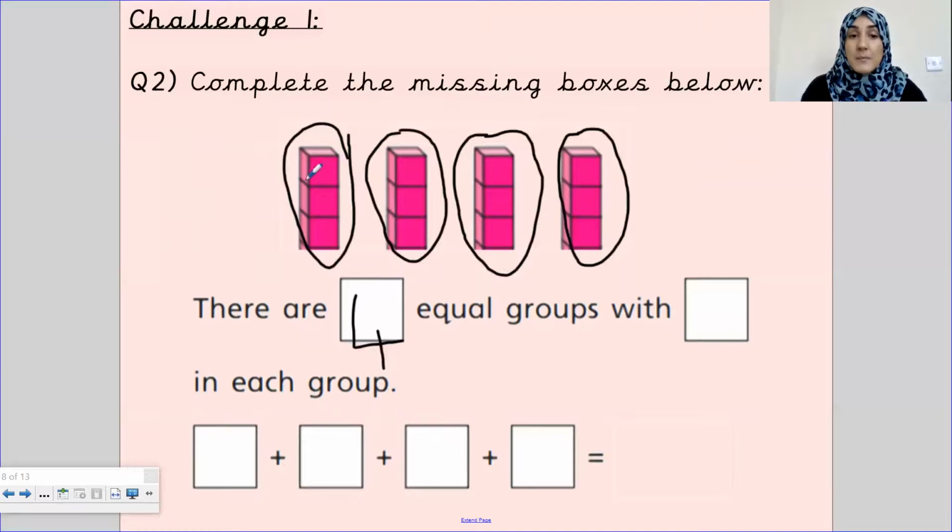Can you count how many cubes are in each group? Can you count? And then fill in this box. And then you're going to write your repeated addition number sentence underneath.